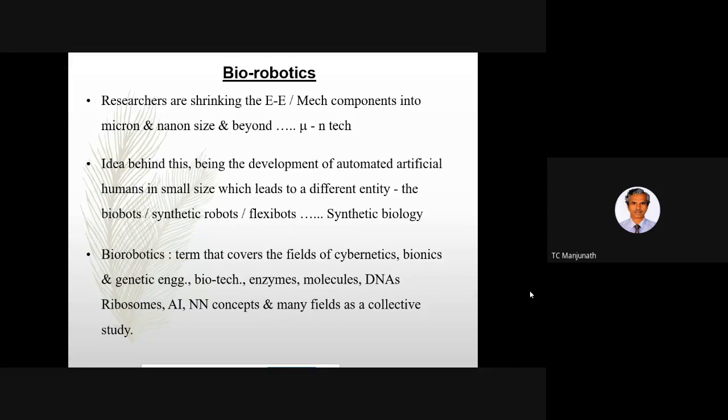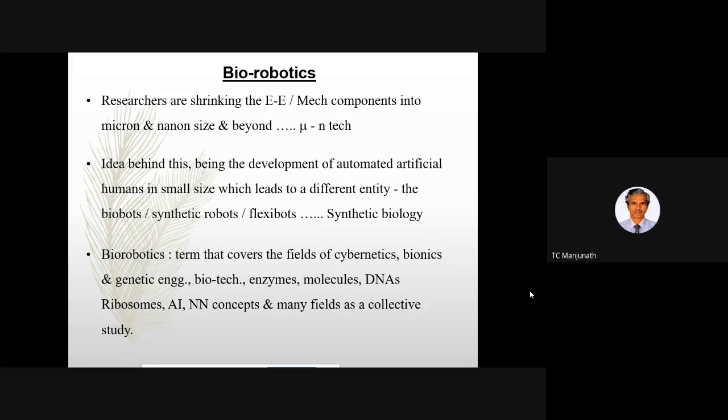So the idea behind this is the development of what are called artificial humans, but smaller in size. Yesterday, I explained the artificial humans which are big in size, huge in size, but we don't want big, we want smaller and smaller. Humans smaller in size lead to a different entity called the biobot or the synthetic bot or the flexibot. In biotechnology, this is being called synthetic biology.